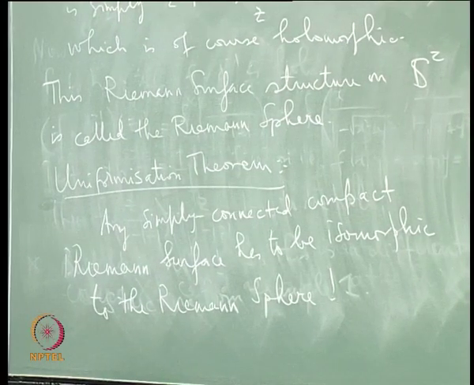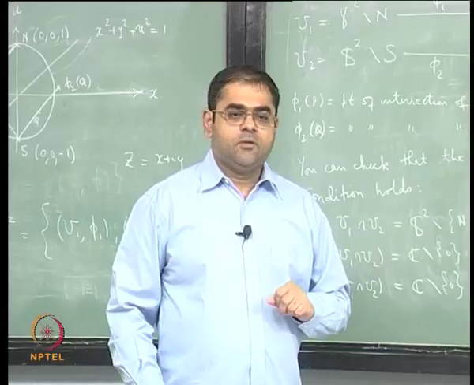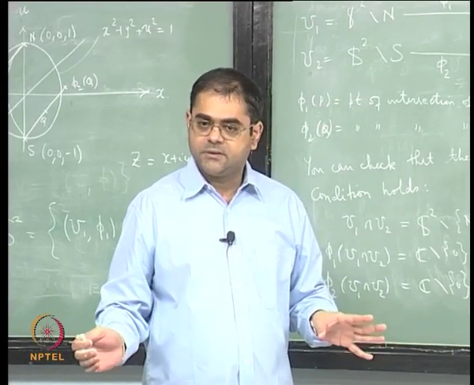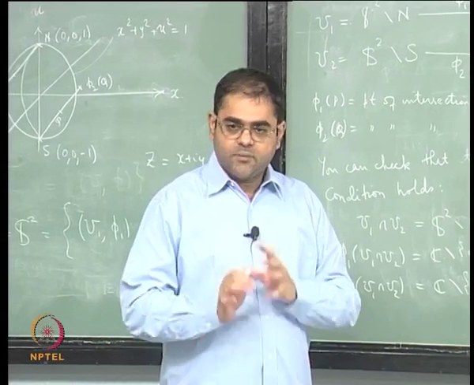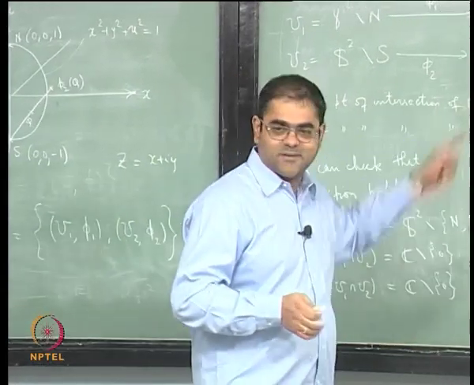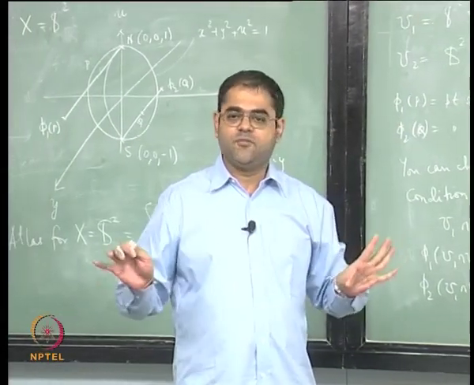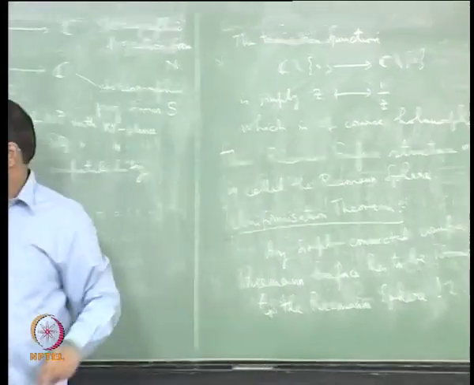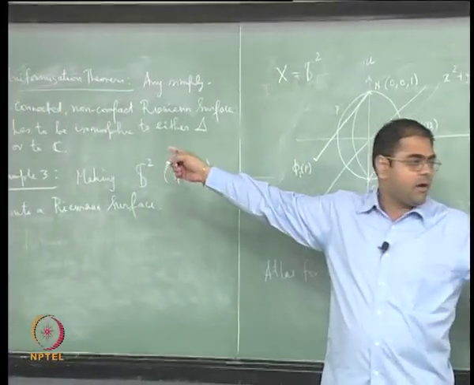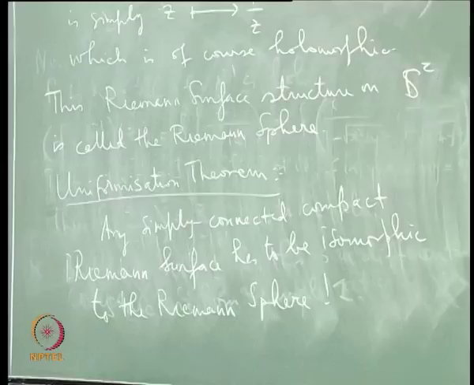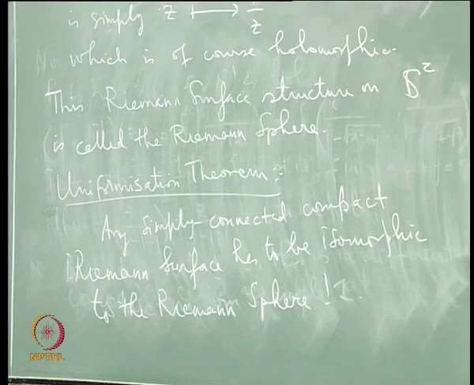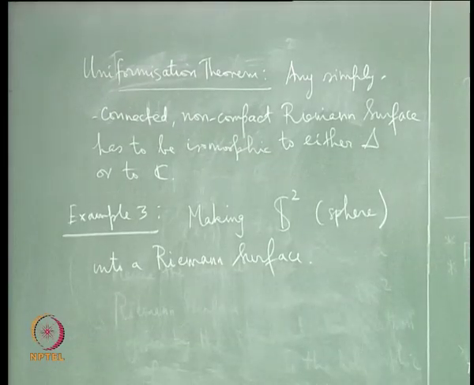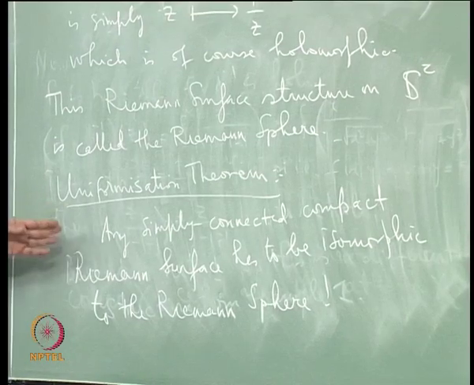It tells you that no matter how many charts you use, and no matter how many atlases you try to manufacture, on the real sphere, if you put a Riemann surface structure, it has to be isomorphic to this one. You don't have any more freedom. This is again a deep theorem, part of the uniformization theorem. This and that statement put together are called the first uniformization theorems. This is for the non-compact simply connected case, and this is for the compact simply connected case. Okay, so I'll stop with that.